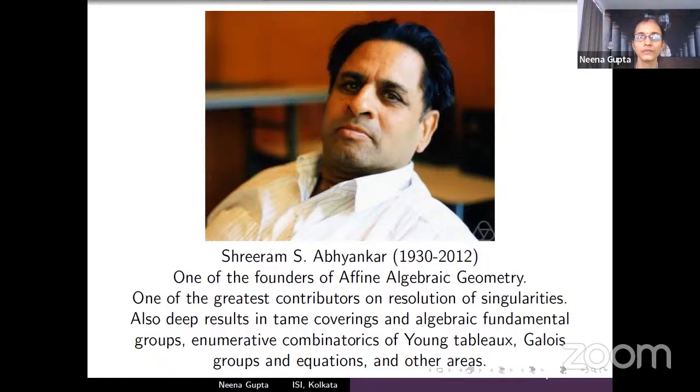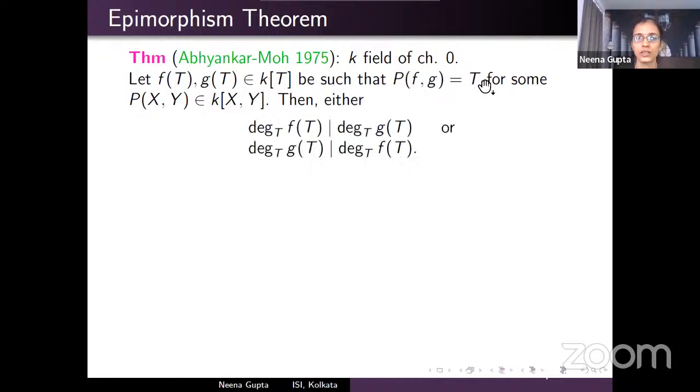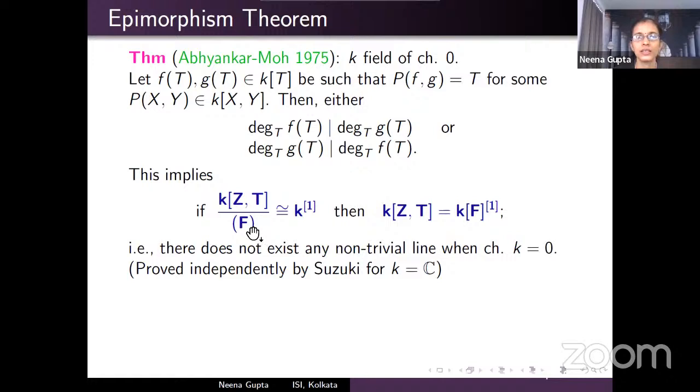This was one of the landmark theorems of Bhatwadekar and Moh: if k is a field of characteristic 0 and f and g are two polynomials in one variable t such that you can get t from f and g, that is, there exists a polynomial in two variables, and if you plug in f and g in that, then you get t, then either the t-degree of f must divide the t-degree of g, or the t-degree of g must divide the t-degree of f. This was highly remarkable, and it implies that whenever f, a polynomial in two variables, defines a line, then f must be a coordinate. That is, over a field of characteristic 0, there does not exist any non-trivial line. This was also proved independently by Suzuki over the field of complex numbers.